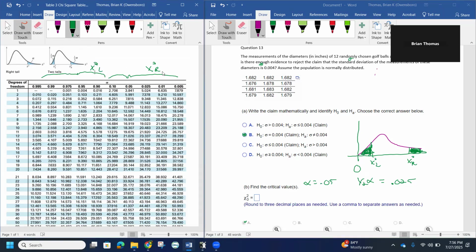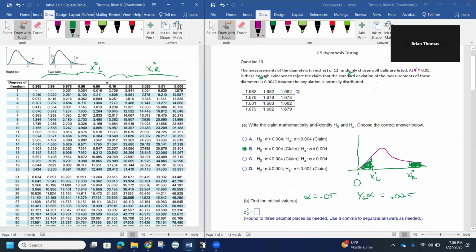Once we find chi-squared R, we can then locate chi-squared L. Remember, to use the table, we need to know the degrees of freedom, which is one less than the sample size. I believe our sample was 12, so our degrees of freedom is 11. And chi-squared R is actually going to be this 0.025. If we come down here, we're seeing 21.920 is one of the values.